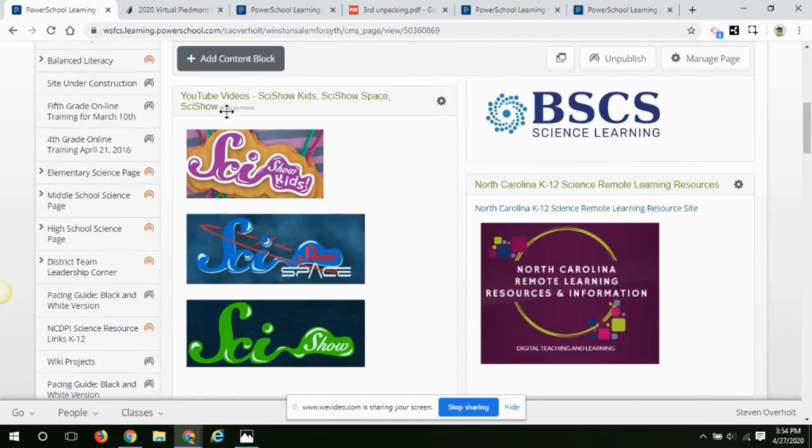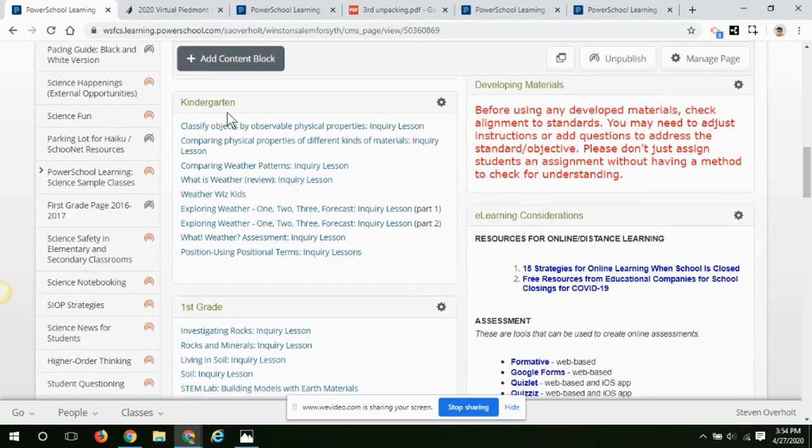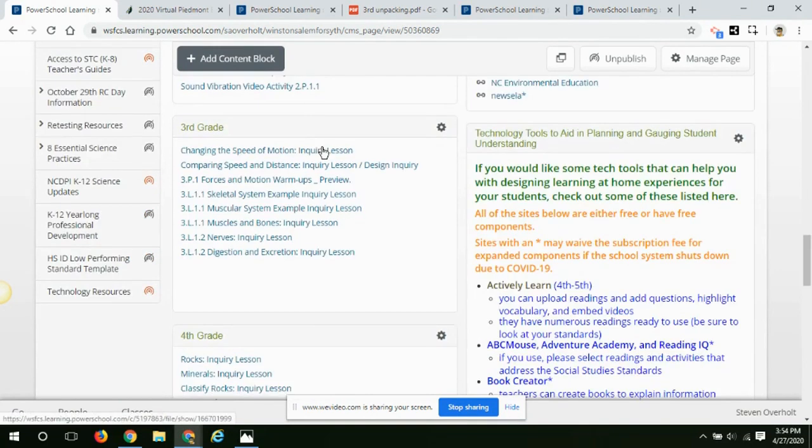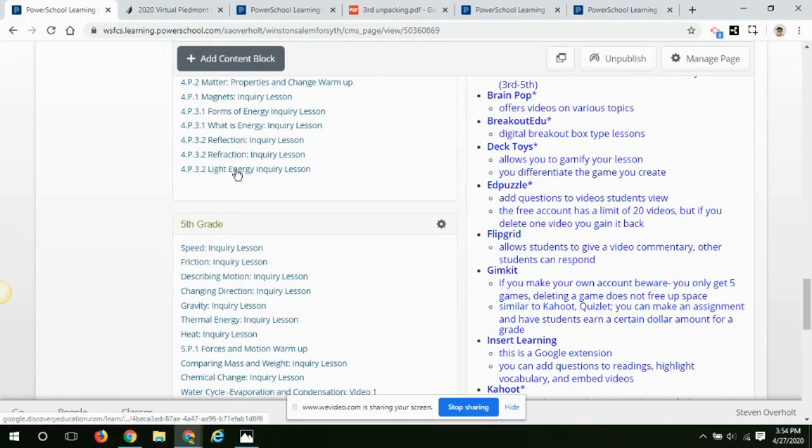We also have things like SciShow Space and SciShow Kids, and some of the resources for materials and websites that we have because of COVID-19. A lot of that is on here, but also, as you notice on the left-hand side, we've got materials for kindergarten, first, second, third, and fourth. These are the units that we have been talking about while we have been on distance learning for the last few weeks. That information is here as well. So going through this part, we'll talk a little bit about that individually as we get going.